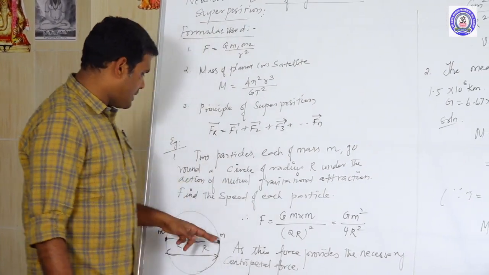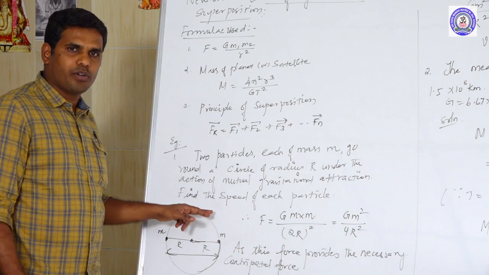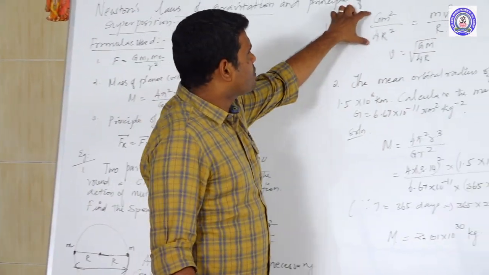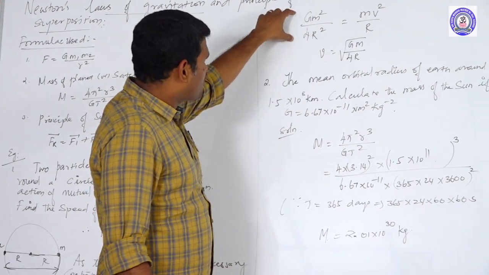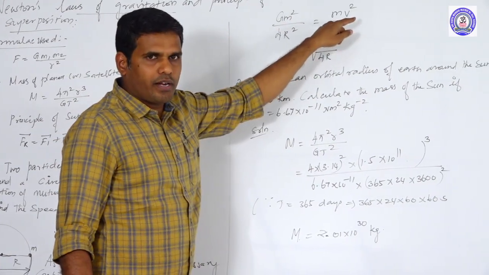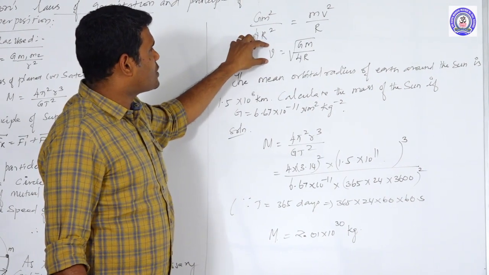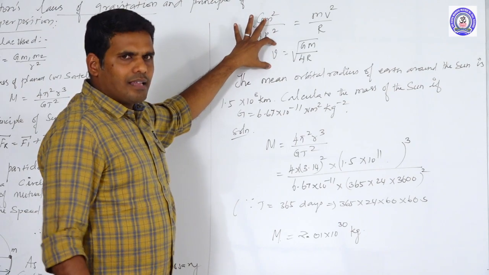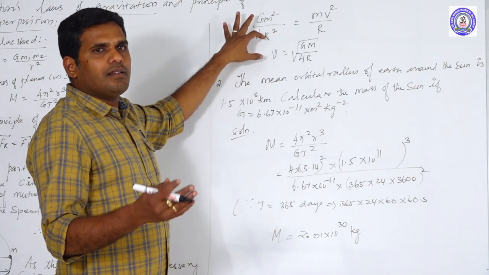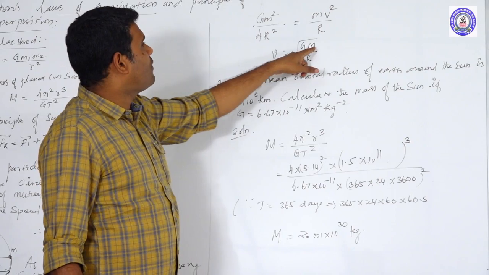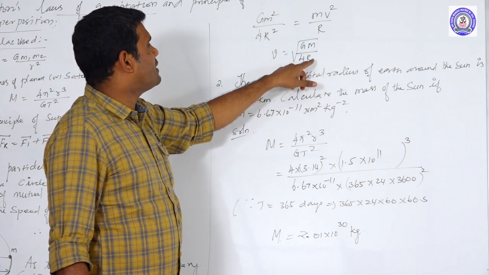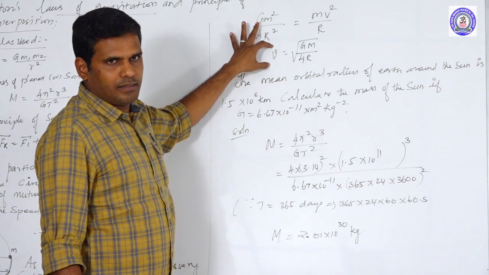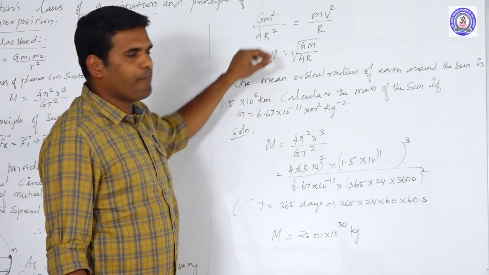As this force provides the necessary centripetal force for these masses to revolve around the circular path, we can write G m square by 4r square equals m v square divided by r, from which we can calculate the speed as v equals square root of G m by 4r. This is the result, and it can be used to calculate the magnitudes even. If the values of the mass of the planets and the radius of the circular path are given, we can calculate the velocity from this formula.